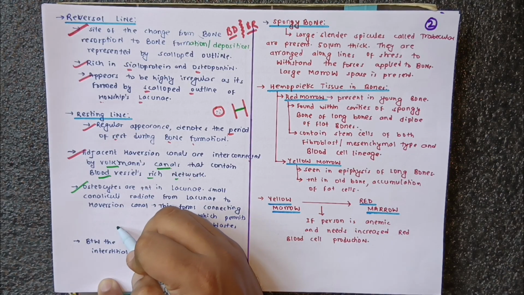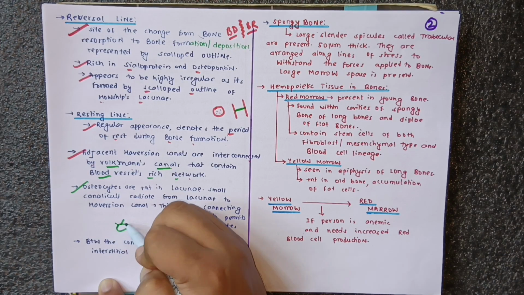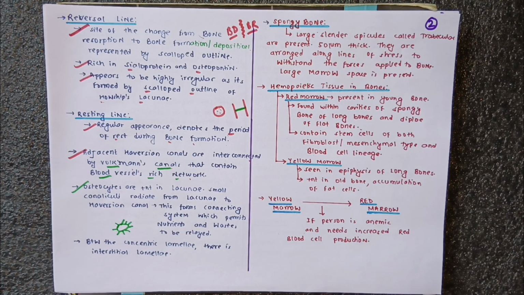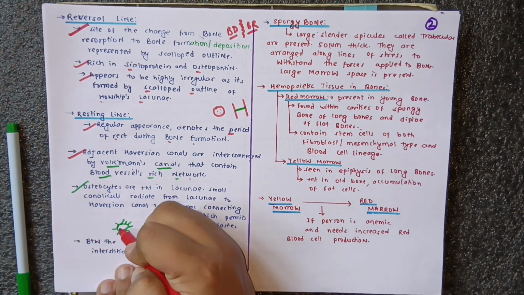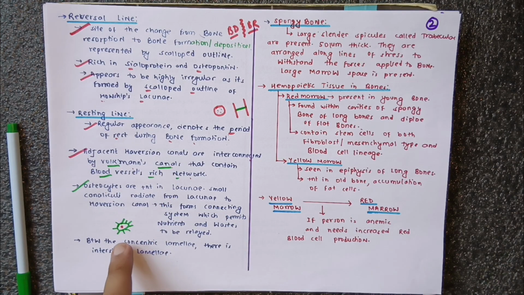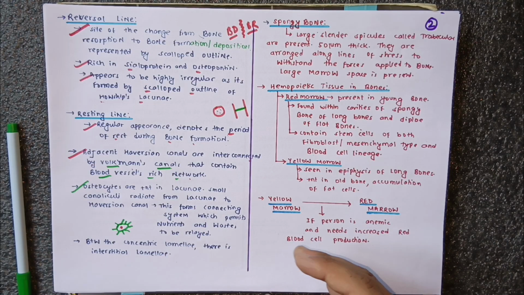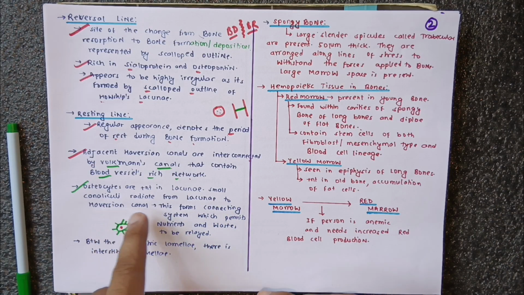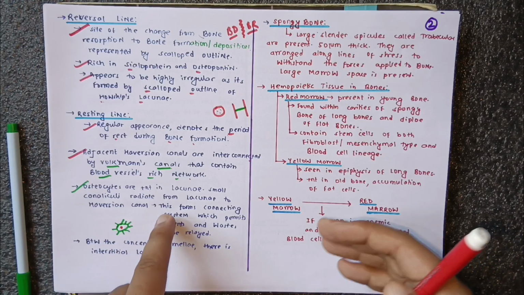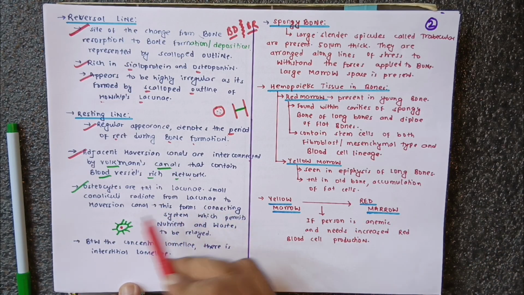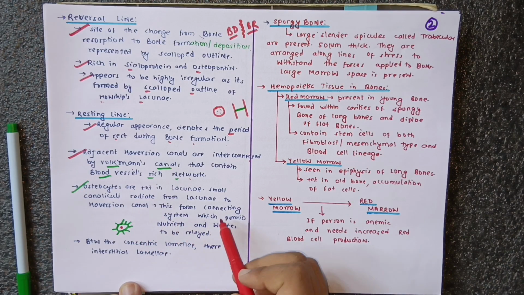If this is a lacunae, we can see different canaliculi running from it, and we can see an osteocyte inside it. Osteocytes are present in lacunae, and a lacuna is a space between the lamellae. They are small and have small canaliculi radiating from them towards the Haversian canal, and those form the connecting system which permits the nutrients and the waste to be relayed.